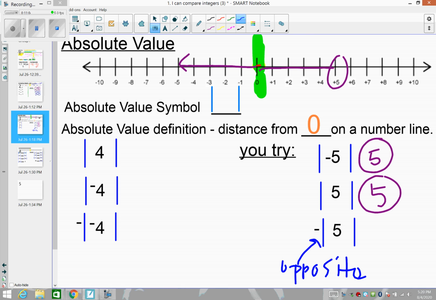Sorry, this stylus is kind of hard to write with. So what is the absolute value of 5? It's 5. It's 5 units away. We've already answered that. But what's the opposite of our answer? That's the only time that you would have a negative answer.